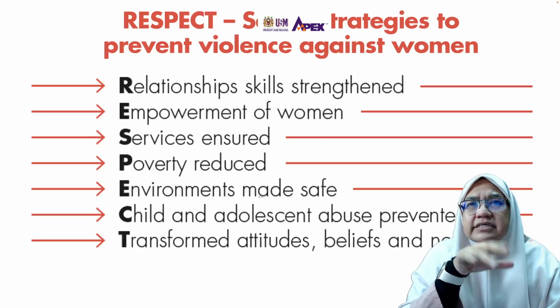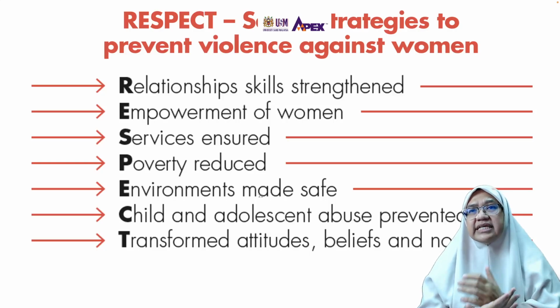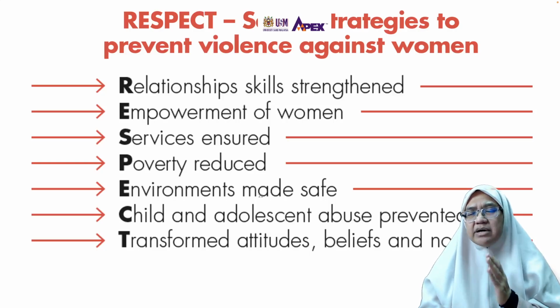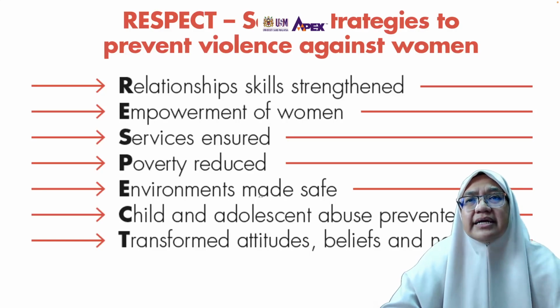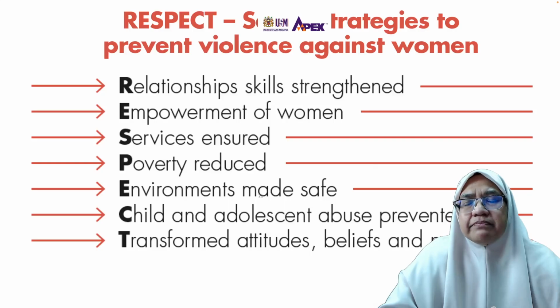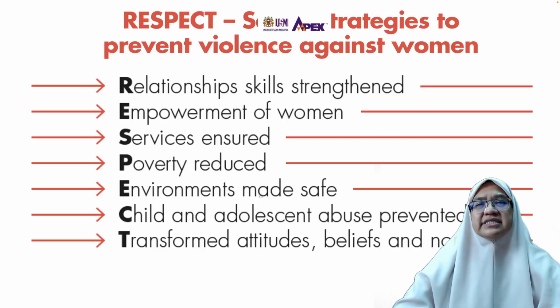RESPECT. R is relationship skills strengthened. Okay. Second one, E, empowerment of women. Empower her in terms of decision making. Empower her in terms of her rights, to be treated well as a woman. Empower her financially as well. S, services ensured. Yeah, this is again when a woman wants to get help, when she goes to the hospitals or when she goes to the police stations to make a report. So it's ensured services for her.